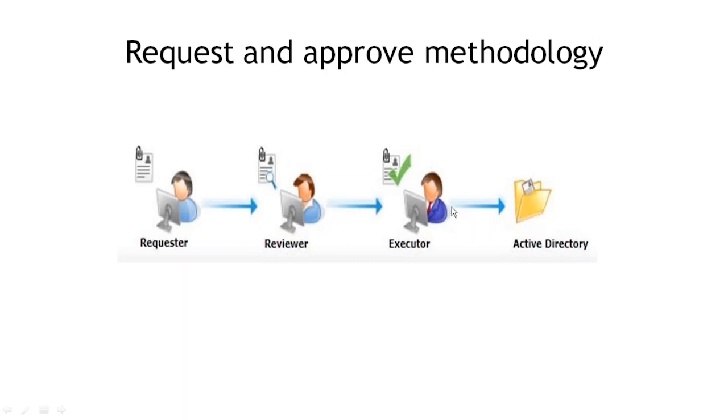If you think that this many levels are not required for your organization because your organization has just 100 employees and you'd like to keep it simple, you can have a requester and an executor. So this request and approve methodology is customizable depending on the size of your organization. All right, so we not only give you options to delegate, but also an option to implement a request and approve methodology instead of elevating permissions of users.